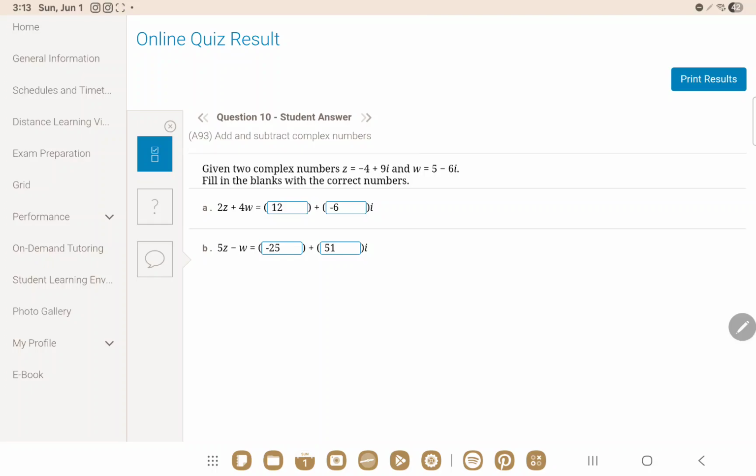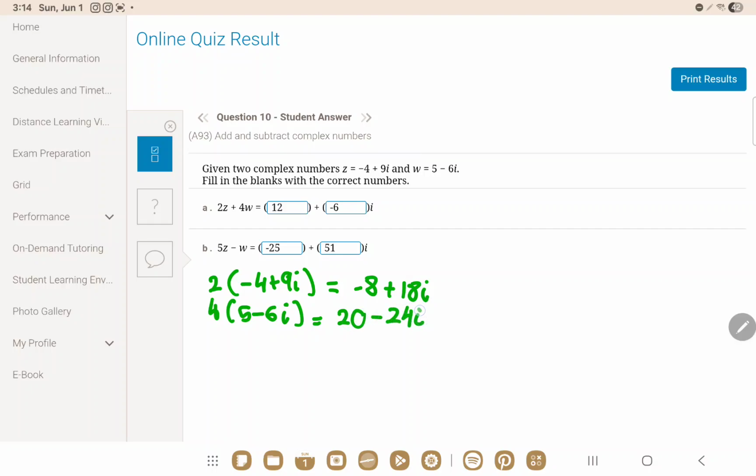Okay, so you have two complex numbers, z and w. So, what's 2z? We did these types of questions before, but let's solve these ones now. 2z is 2 into negative 4 plus 9i, which is the same as negative 8 plus 18i. Now, 4w is 4 into 5 minus 6i, which is basically 20 minus 24i.